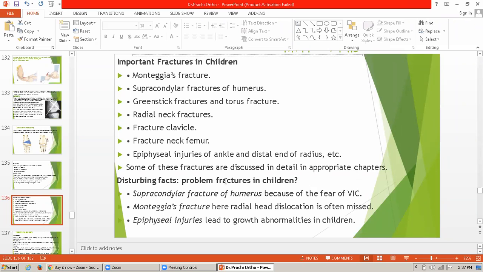So, the disturbing facts, that is, problem fractures in children, are supracondylar fracture of the humerus because of the fear of VIC, that is Volkmann's ischemic contracture or compartment syndrome. Then Monteggia fracture, where the radial head dislocation is often missed. Epiphyseal injury leads to growth abnormalities in children.